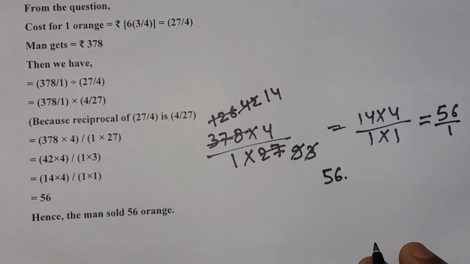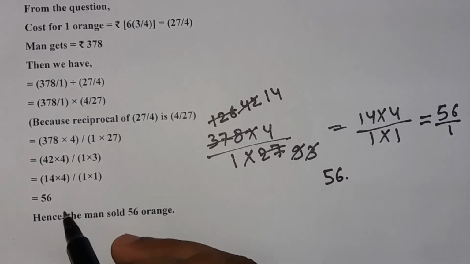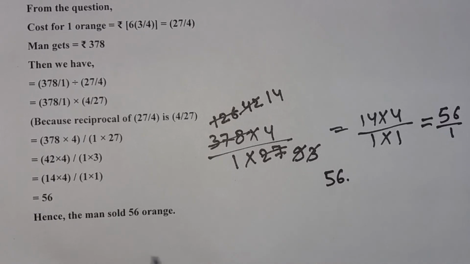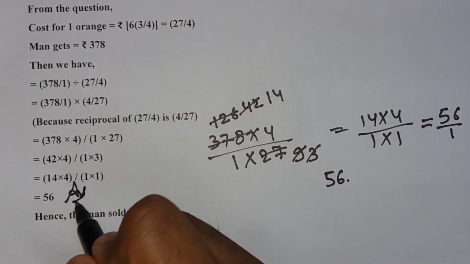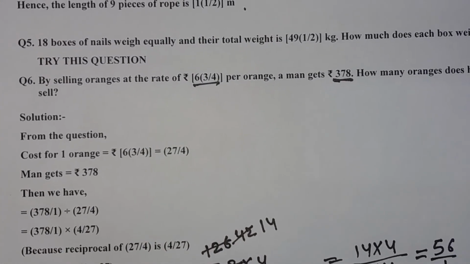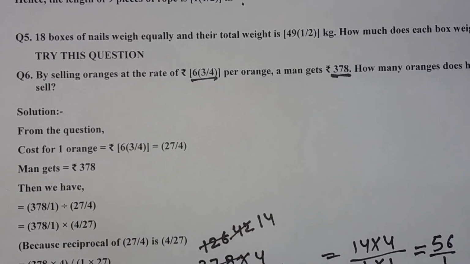So the answer will be 56 oranges. Hence we can say the man sold 56 oranges. So 56 will be the answer. After this, see the next question.